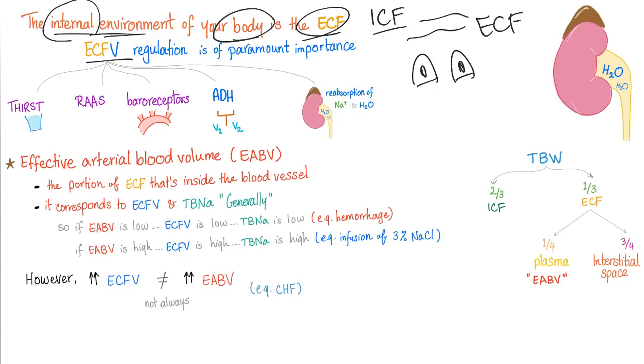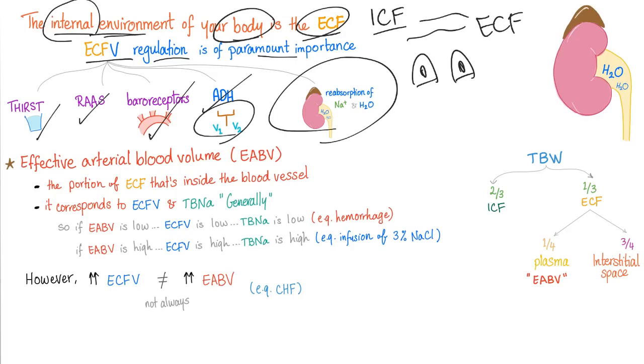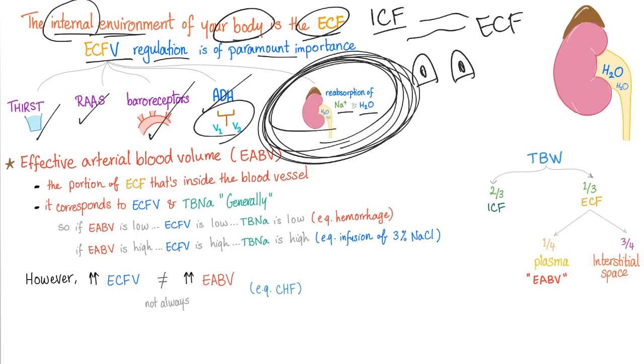Big difference. ECF volume regulation is very important, so we need the thirst sensation, the renin-angiotensin-aldosterone system, some baroreceptor, the ADH with the famous V1 and V2 vasopressin receptor, and we need reabsorption of sodium and water by the kidney. In today's video, we're talking about this. We have something called the effective arterial blood volume because you thought that all of the ECF is going to end up in the plasma. No, some of it will end up in the interstitial space.